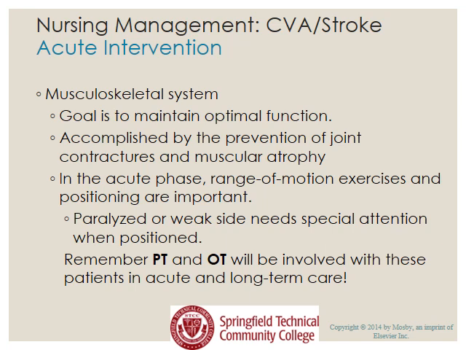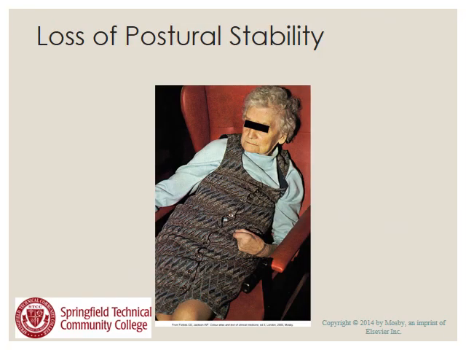And PT and OT are going to be involved with these patients, both in acute and long-term care. This is a good example of loss of postural stability. This woman has had a stroke on probably the right side, so you're looking at left-sided weakness. Actually, that left arm looks like it's got a little bit of a contracture now. This is probably well beyond the acute phase of her stroke, and she's leaning to that left side because she's lost the ability to use the muscles on her left side to sit at midline. So as the nurse, you would see this patient and say, "Oh, let me reposition you," and you would put a pillow beneath that left arm.